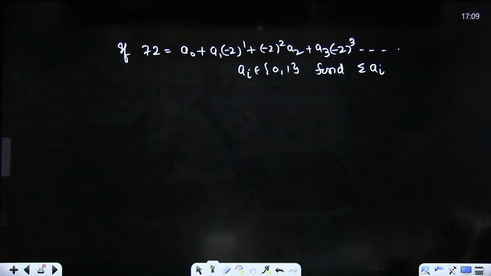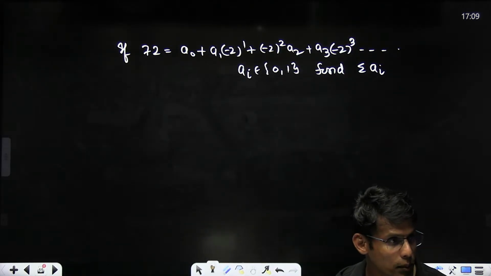Obviously, there has to be a method to it. It is 2 to the power 3 plus 2 to the power 6. Yes, I think you'll be able to get it.